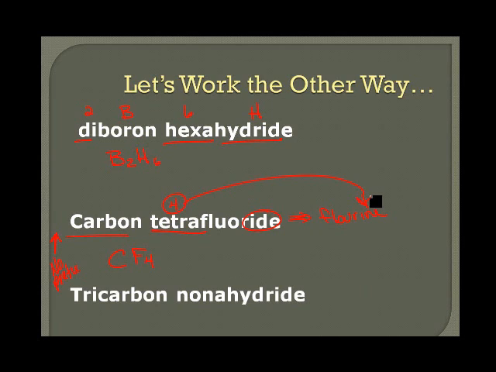And then tricarbon monohydride. The prefix tri refers to 3, and carbon, so we have 3 carbons. Nona is 9. Hydride is hydrogen. So C3H9.